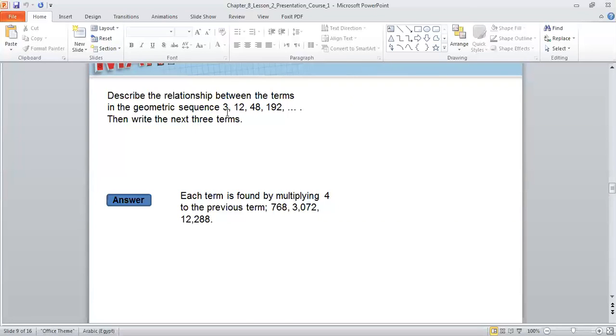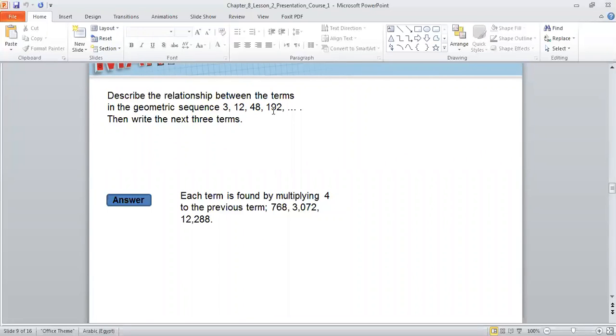Look with me. From 3 to 12, I did not add, I multiply by 4. From 12 to 48, you also multiply by 4. So every time you multiply by 4. It's not added. It will be multiplied, so it is a geometrical sequence. If you add, it's an arithmetic sequence. If you multiply, it's a geometric sequence.